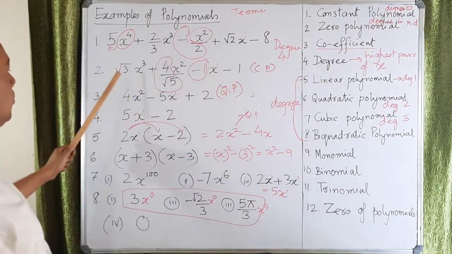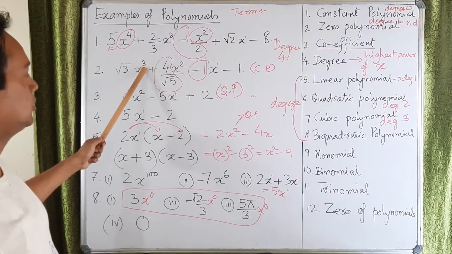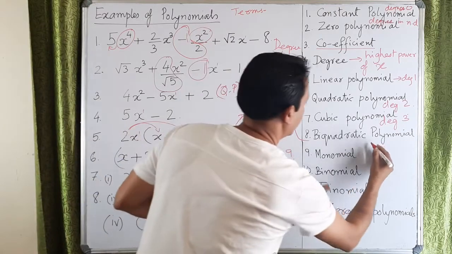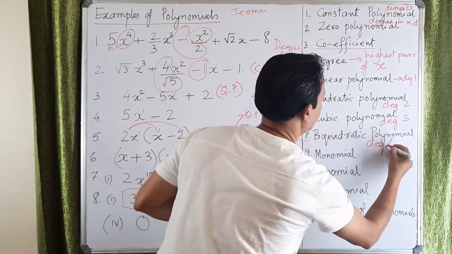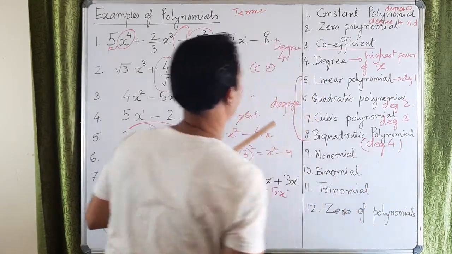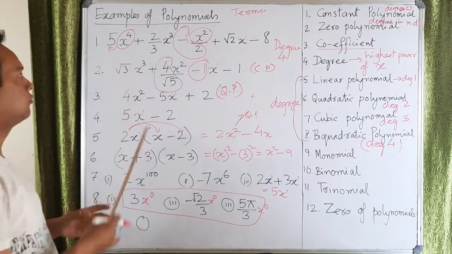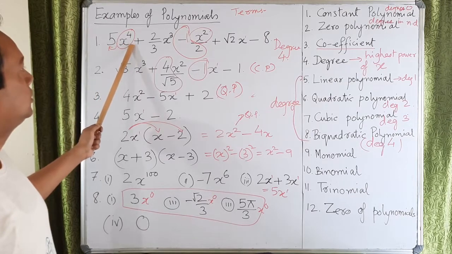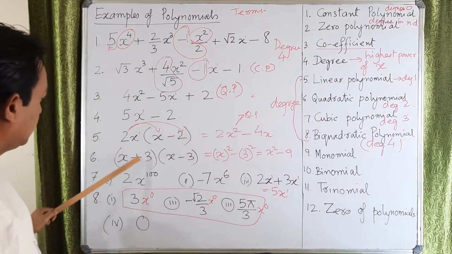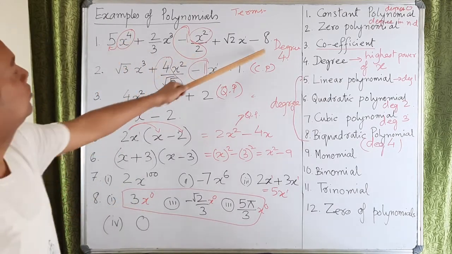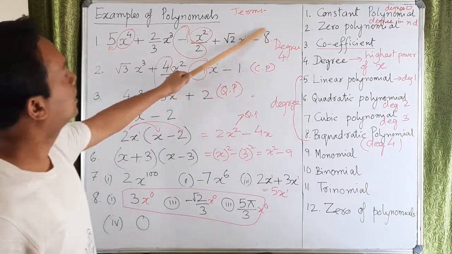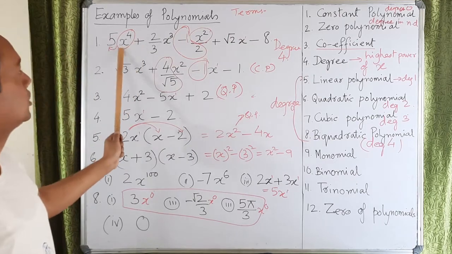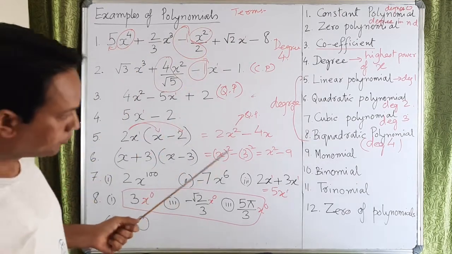This polynomial is a cubic polynomial because its highest power is 3, that means it is degree 3. So similarly, a biquadratic polynomial will be a degree 4 polynomial. Which one is degree 4 here? This one is degree 4. So there's only one which has degree 4. So this is the only polynomial which is degree 4. And degree 4 polynomials are called biquadratic polynomials. So this is a biquadratic polynomial.